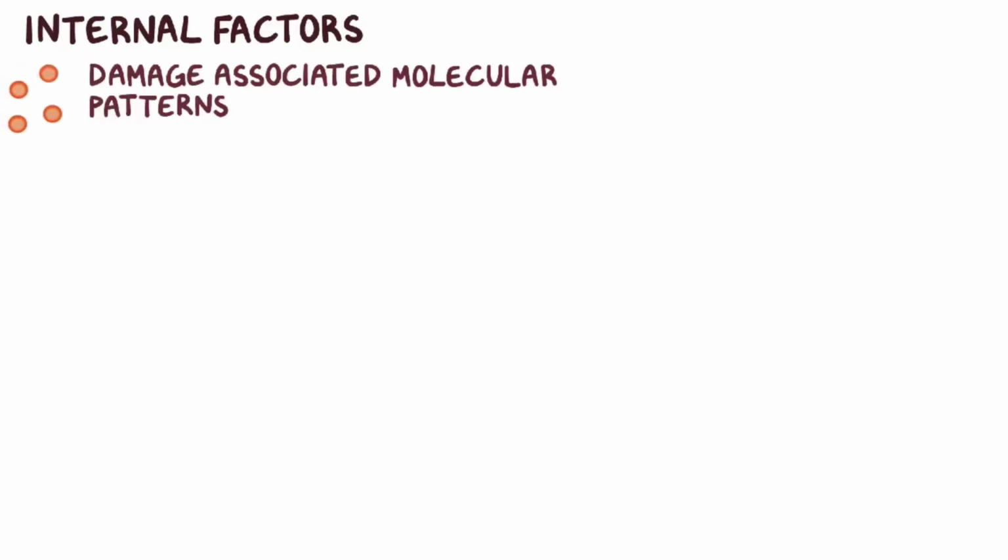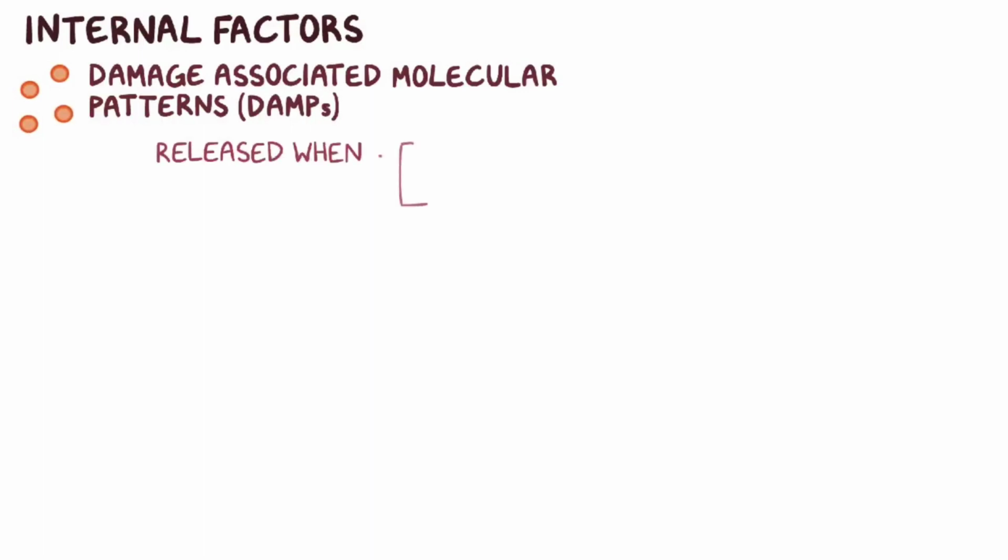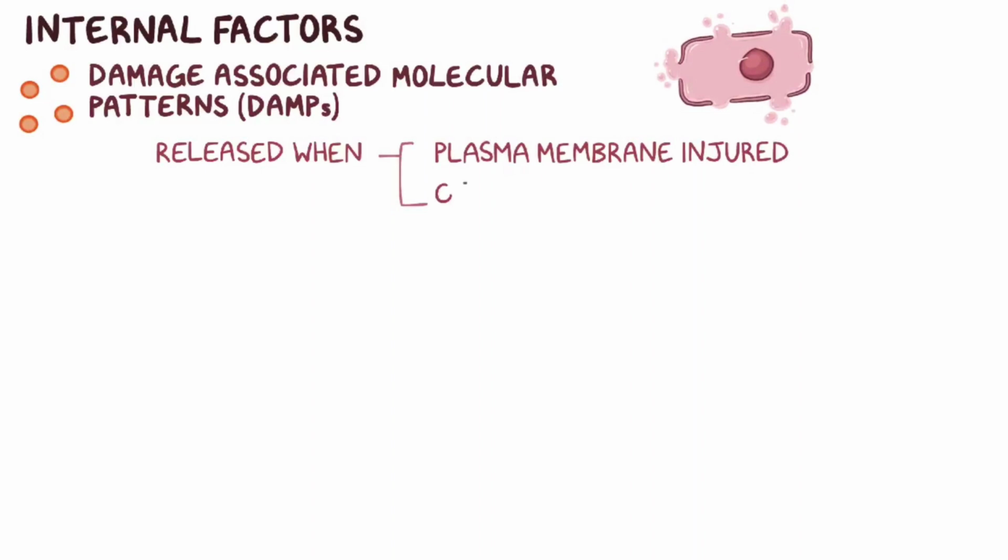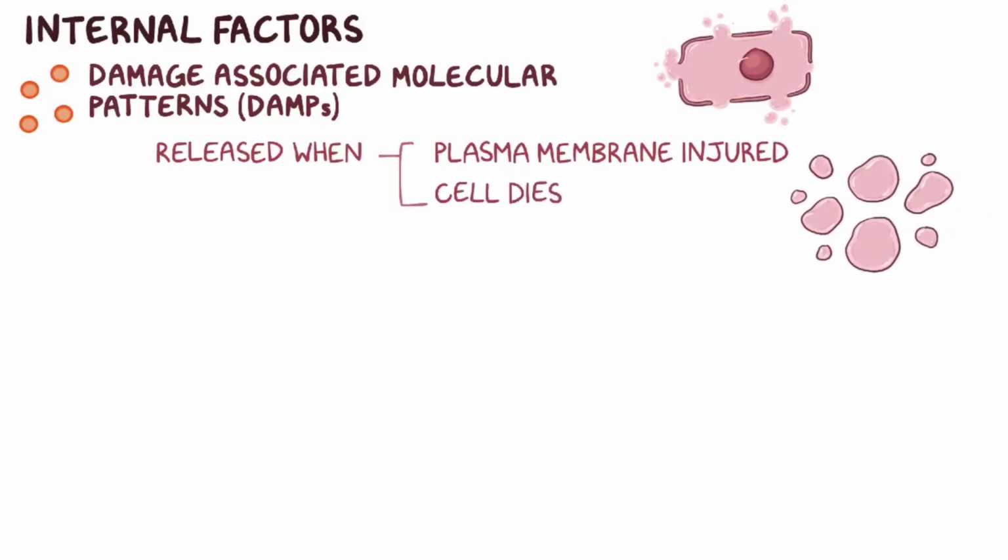Now, in terms of internal factors, it turns out that there's an endogenous equivalent to PAMPs called damage-associated molecular patterns, or DAMPs. DAMPs are intracellular proteins that get released when a cell's plasma membrane is injured, or when a cell dies. So DAMPs are a signal that there's serious cell damage, and they trigger inflammation.